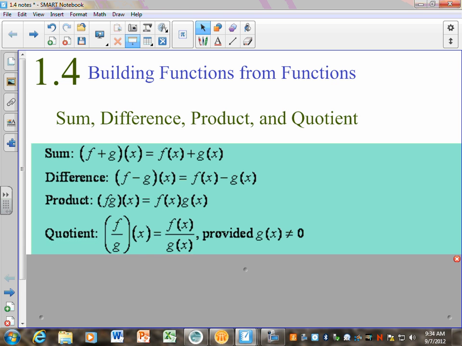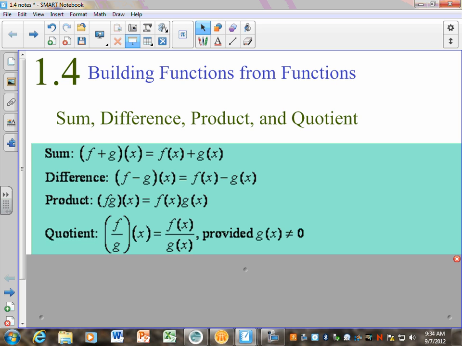Since we've been talking so much about domain and range, today when they ask you to do the sum, difference, product, and quotient, they're also going to ask you to say what the domain is. And really, you just take on what the domain of both f of x and g of x are. The only difference is in the quotient.